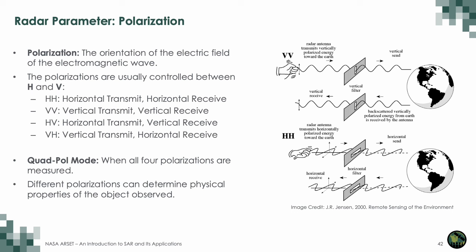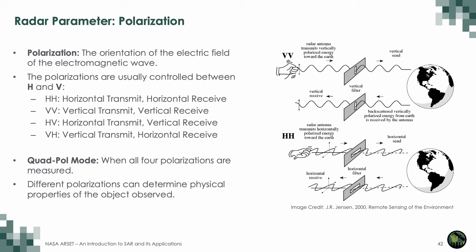So if you had a long string tied to an object and you stand at the very end of the string, and move it up and down in a vertical manner, such as the figure at the very top, then the signal is vertically polarized. If you move the string horizontally from side to side, then the signal is horizontally polarized. Similarly, the antenna can receive either the horizontally or vertically polarized backscatter energy by applying specific filters. And some antennas can receive both. So there can be four combinations of both transmit and receive polarizations as follows.